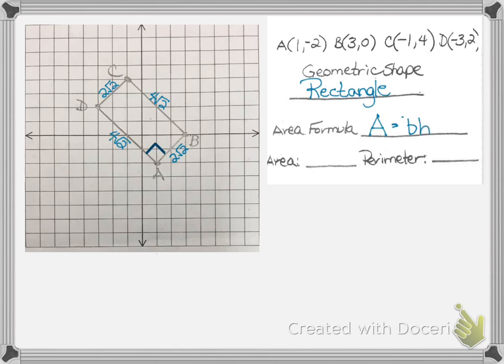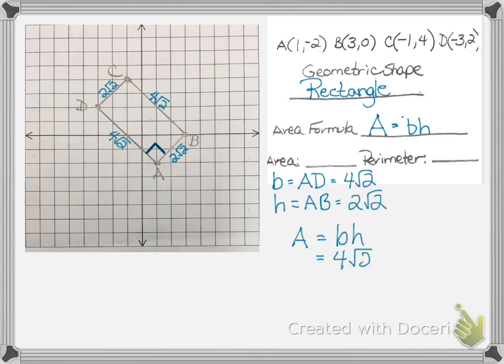And so the base, we're going to say that the base is whatever AD is, and AD is 4 square root 2. The height is whatever AB is, which is 2 square root of 2. So let's go ahead and put it into the area formula. I'm going to substitute 4 square root of 2 times 2 square root of 2.